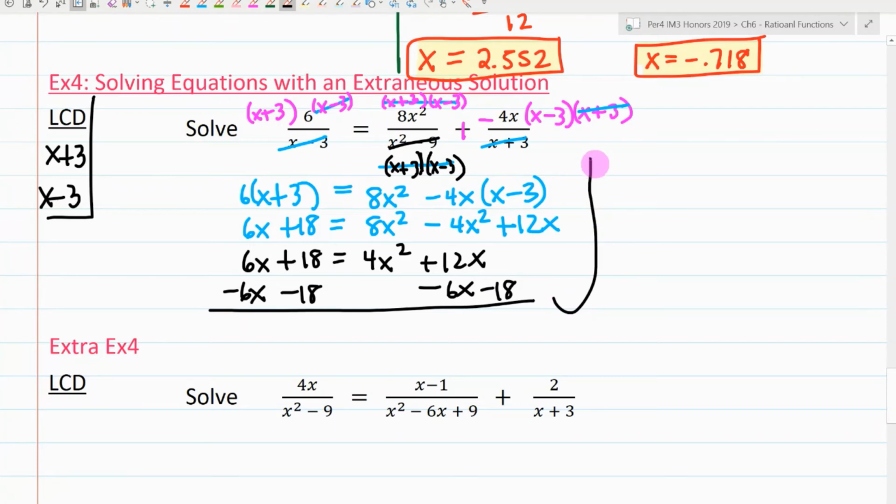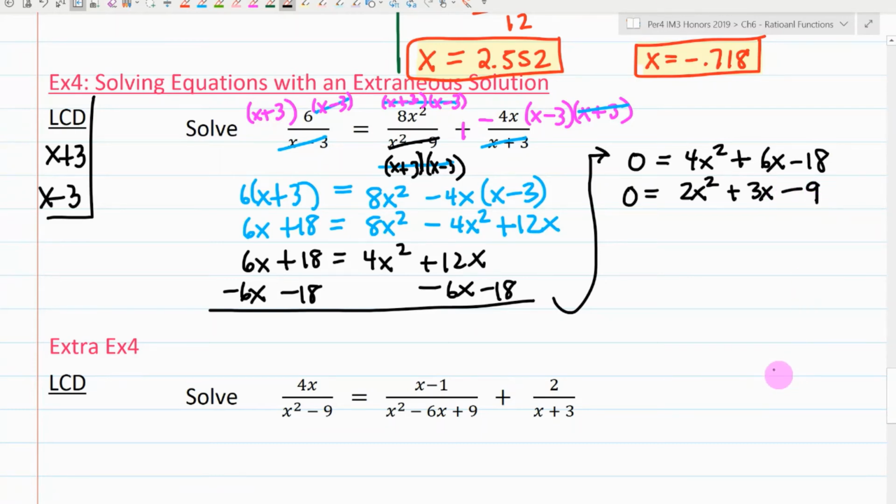And I'm going to go ahead and go up this way. So that's going to be 0 on the left. On the right, I'm going to have 4x squared plus 6x minus 18. I can divide all of this by 2. So that will give me 2x squared plus 3x minus 9.